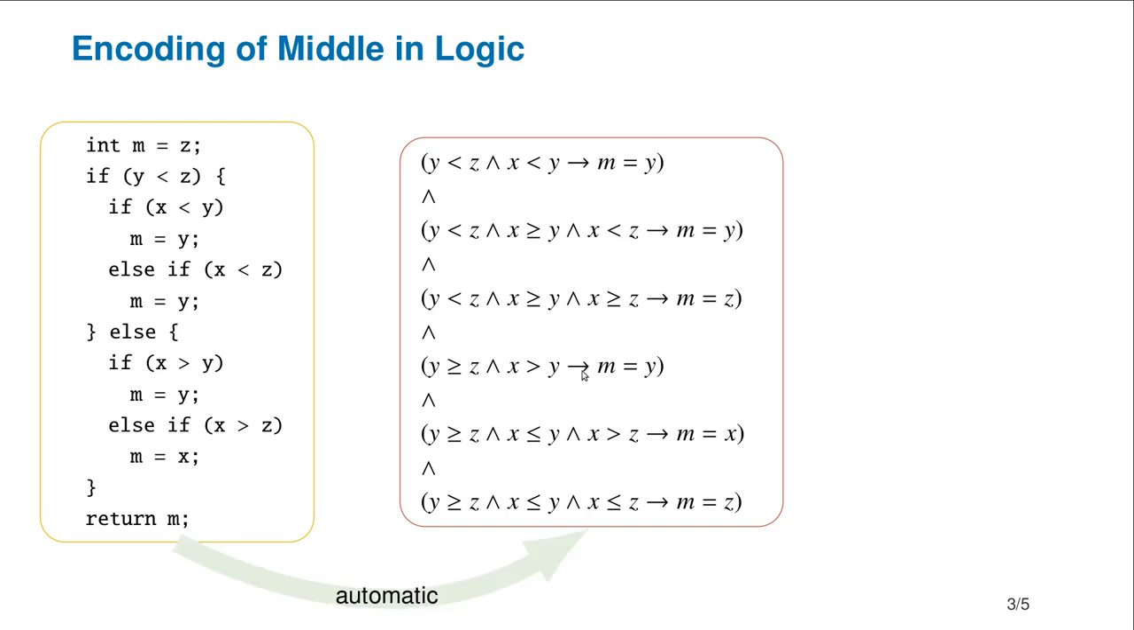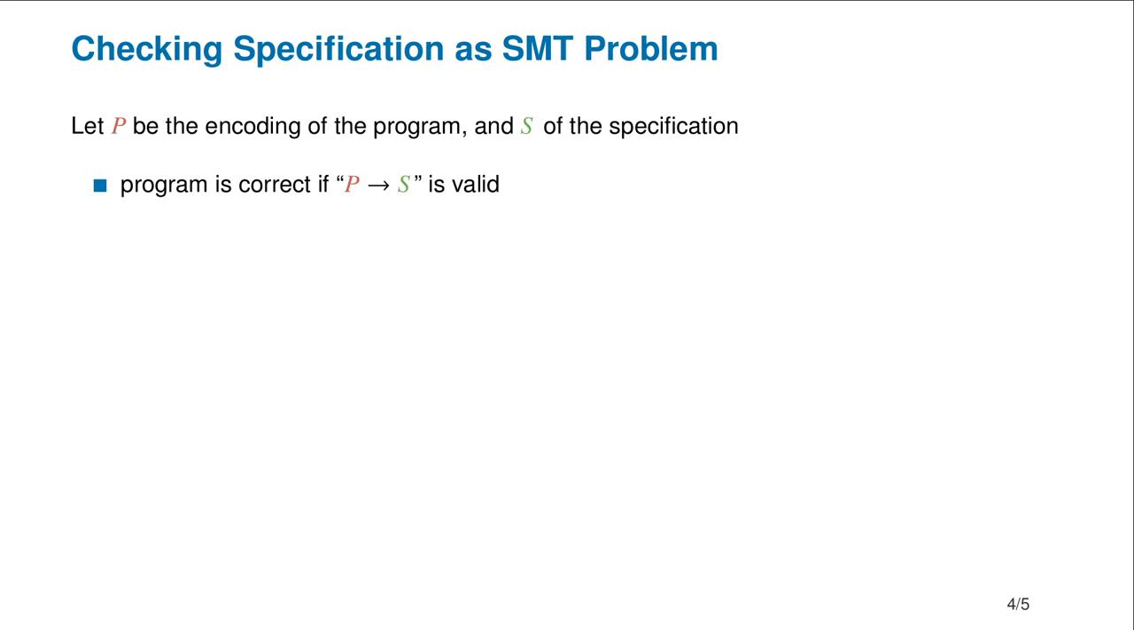Okay, and this we can do automatically. So if we have given a program like this, then here no creativity is required. We can simply translate this program into an SMT formula. Okay, and if we have that, we can now check the specification against the implementation.